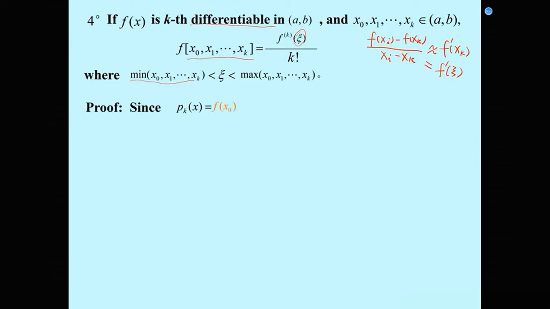Of course, we can prove it now. Because pk(x), we already know, is f(x0) plus the coefficient a1, the first order divided difference f[x0, x1], multiply x minus x0. And the second order divided difference, multiply x minus x0, multiply x minus x1, plus dots, to the last term f[x0, x1 to xk], the k's order divided difference, multiply the basis x minus x0 up to x minus x(k minus 1). Remember, here should be k minus 1.